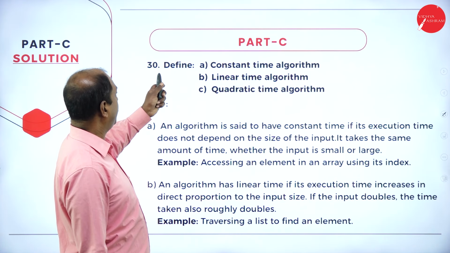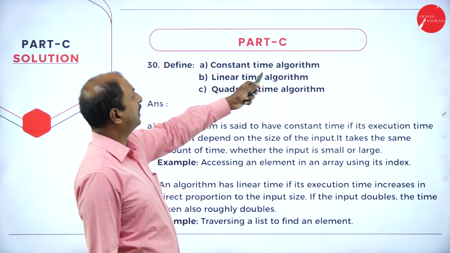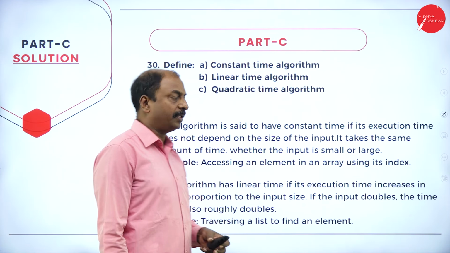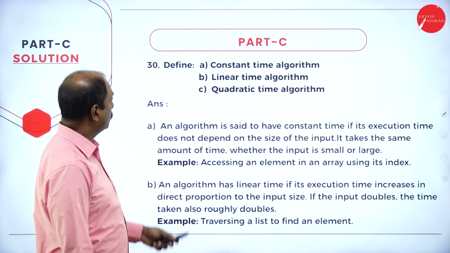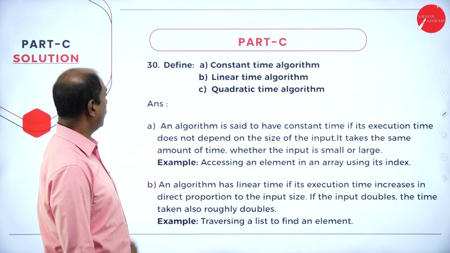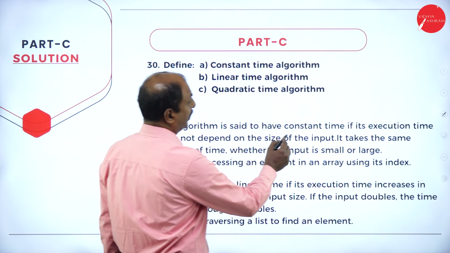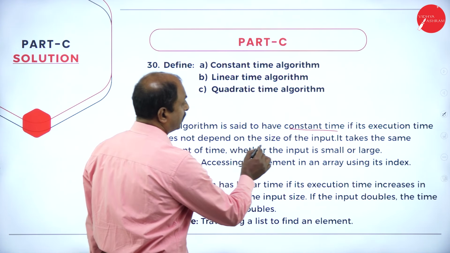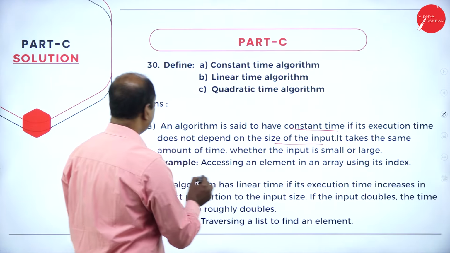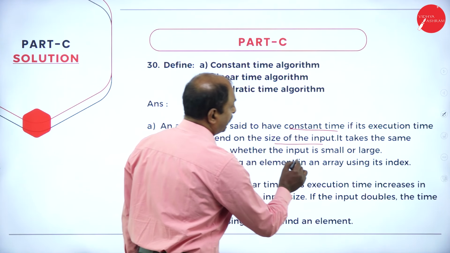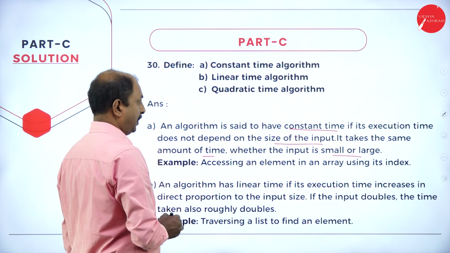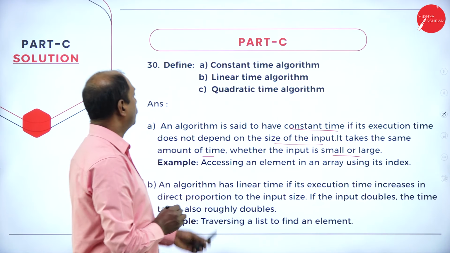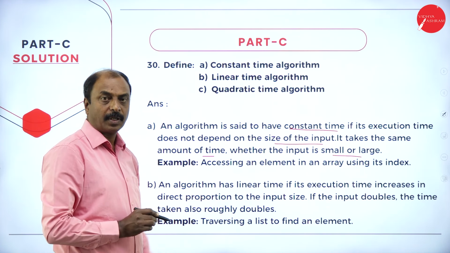Next one is the 30th: define constant time algorithm, linear time algorithm, and quadratic time algorithm. Now let us see the answer for this. First, what is the constant time algorithm? An algorithm is said to have constant time if its execution time does not depend on the size of the input. It takes the same amount of time whether the input is small or large. An example is accessing an element in an array using its index. So this is a constant time algorithm.